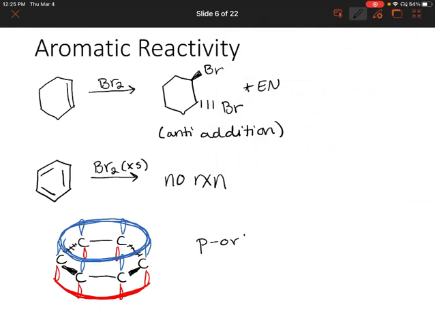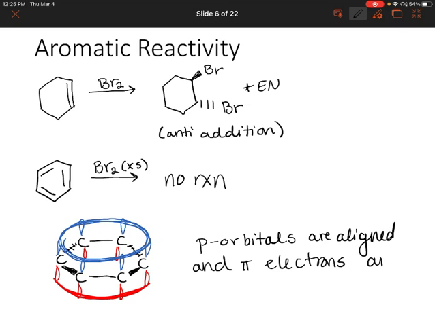So the p orbitals are aligned, and the pi electrons are delocalized. And that's what makes benzene stable.